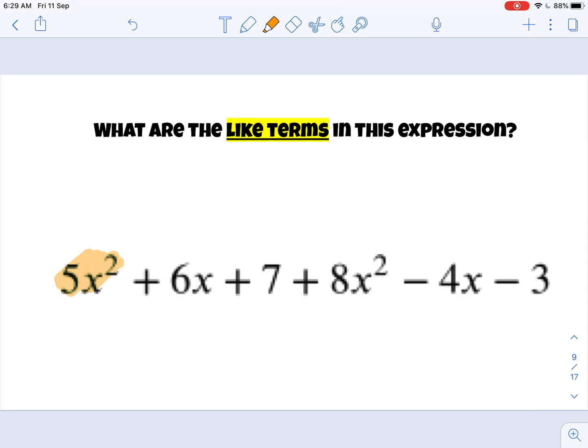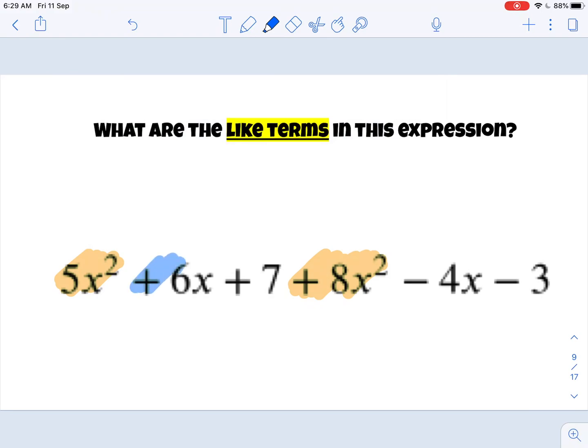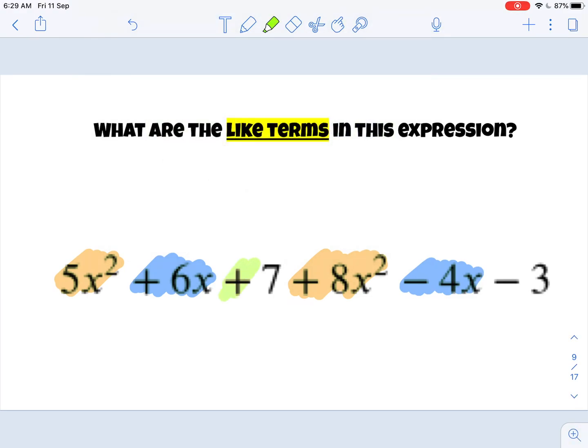So 5x squared is a like term with plus 8x squared, and then you've got plus 6x and minus 4x. And then last but not least, you've got plus 7 and minus 3. So those constants can also be looked at as like terms. All right, so you're going to answer a couple of questions related to this vocabulary.